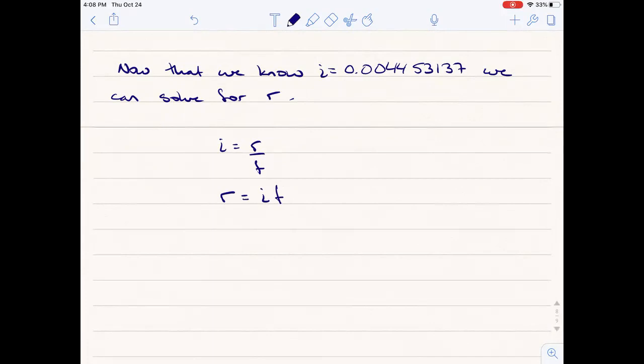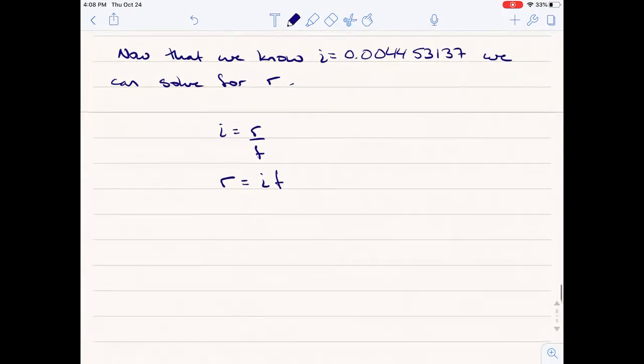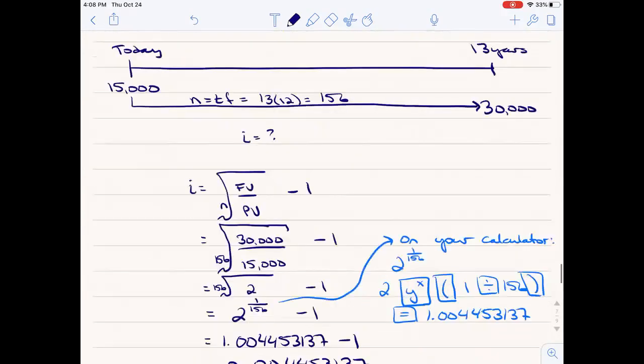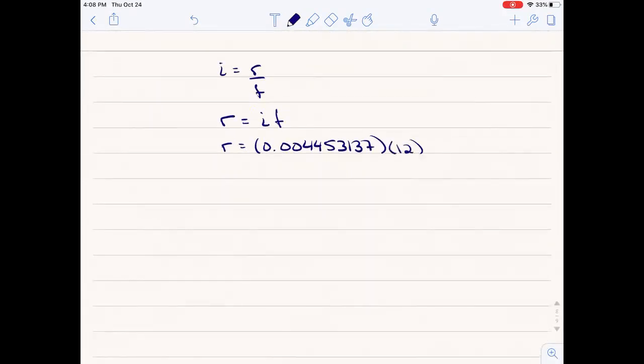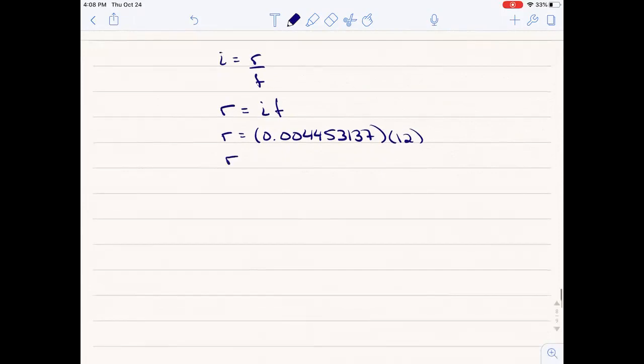Or you could plug in the values and solve for R. It's the same thing, right? And so R is going to be 0.004453137 times F, which was 12, right? 12. So make sure you keep all your decimal places, however you want to do it on your calculator. And then times 12, and you should have an R of 0.053437644.